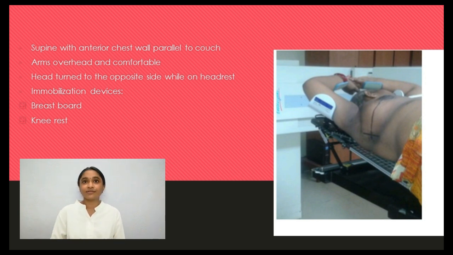breast will be irradiated. There are 2 types of immobilization devices used in our patient positioning, which are the breast board and also the knee rest. The knee rest is used for the comfort of the patient.